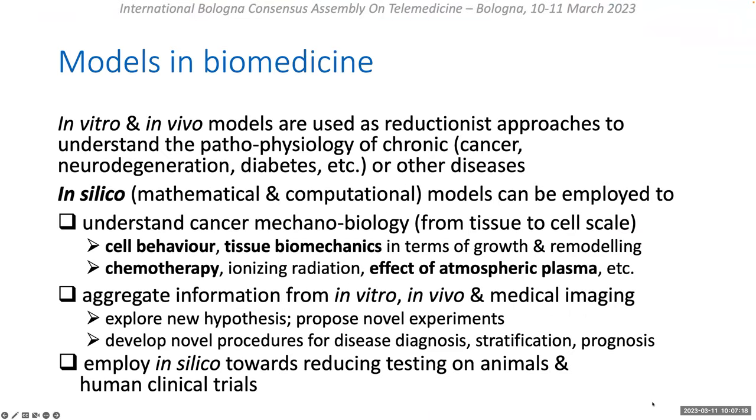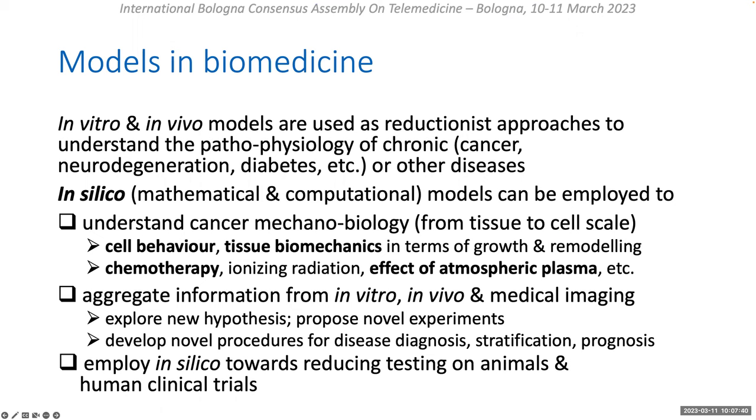It's widely accepted that in vitro and in vivo models are being used as reductionist approaches to understand the pathophysiology of diseases such as cancer. However, mathematical and computational models, also referred to as in silico models, are becoming increasingly useful since they can be employed to understand the pathophysiology of diseases.